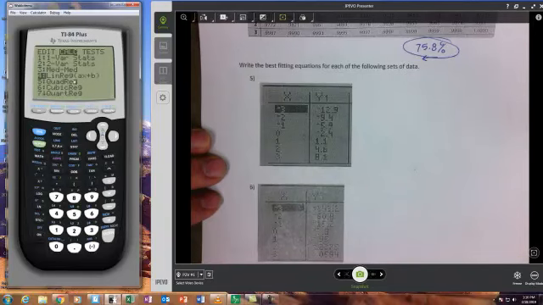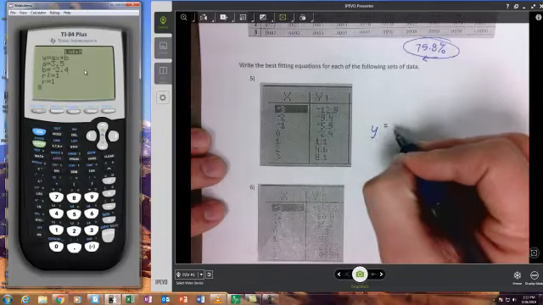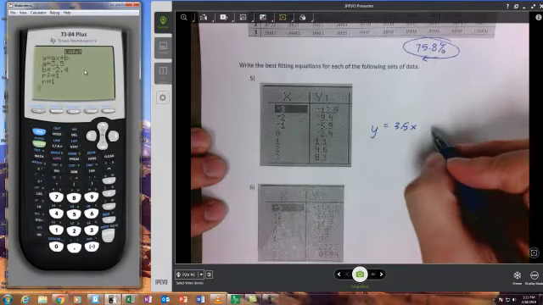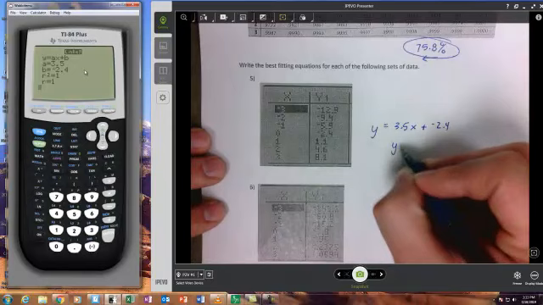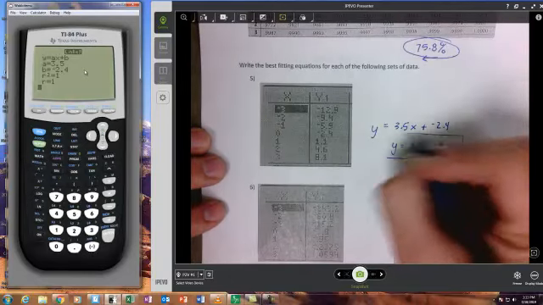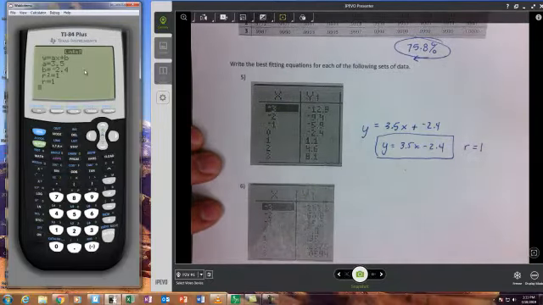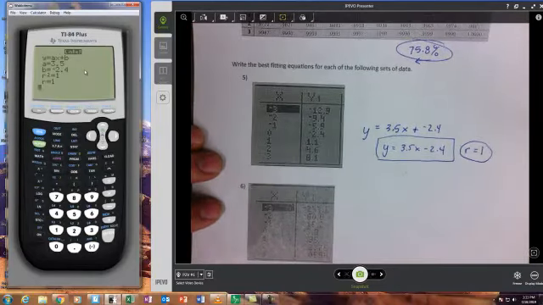And we said it was linear, so I'm going to run number 4, the LinReg. And here I have the equation y equals 3.5, that's my a, and that goes with x, plus my b, which is negative 2.4. Or more appropriately, y equals 3.5x minus 2.4. Notice the r value is exactly 1, which also means the r squared value is 1. When the r is 1, that means we have a 100% fit.